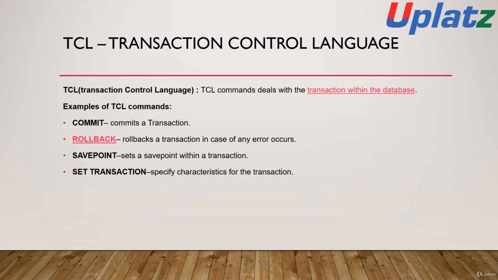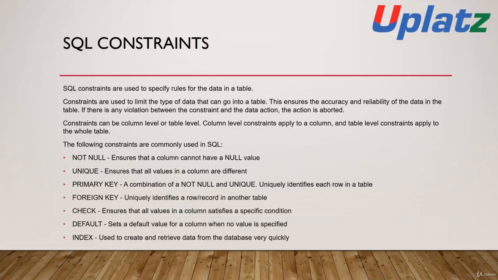Now, the most important thing is that we have so many rules and regulations we need to follow when we are trying to access a particular database. We need to check for constraints. There are various forms of constraints. Constraints are basically rules for the data in that table. They are used to limit the type of data that can go into a table.